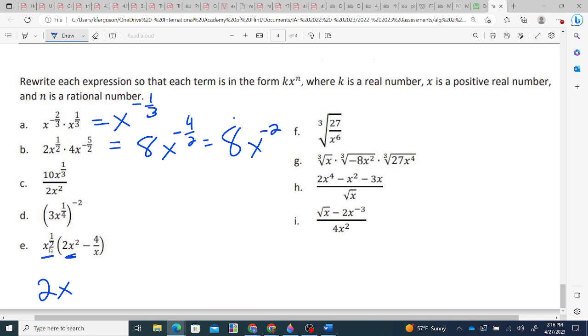So I'm going to have 2x to the what? What is 1/2 plus 2? When you multiply, you add your exponents. What's 1/2 plus 2? No, it's 2 and 1/2. 2 halves is not the same as 2 and 1/2. So 2.5 or 5 over 2.